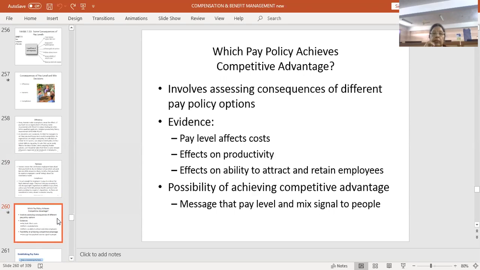Why you need to make your pay policy competitive is that it will affect your labor cost, it will affect the productivity in your organization, and it will affect how you are able to attract and retain employees. So only if your pay policy is competitive will your labor cost be controlled and contained, your productivity increase, your labor be more productive, and you will be able to attract talented employees and retain them within the organization.